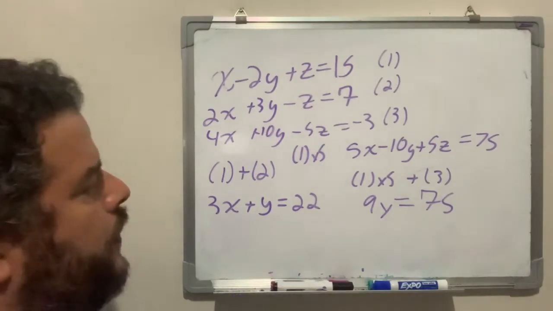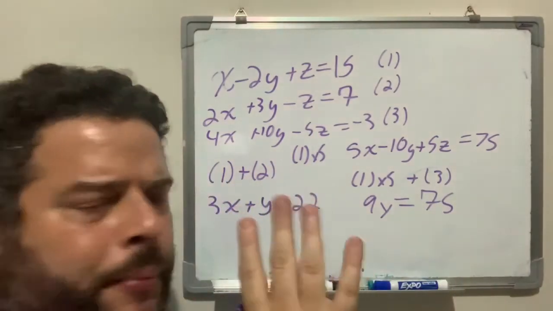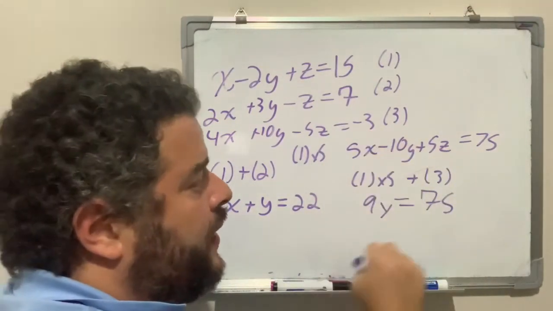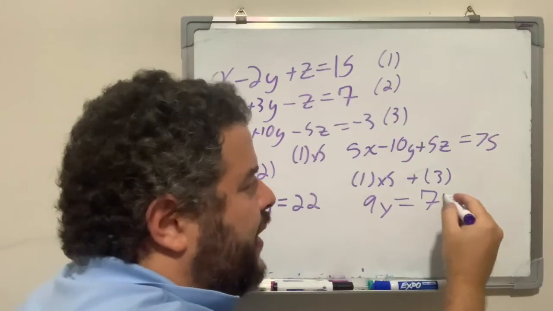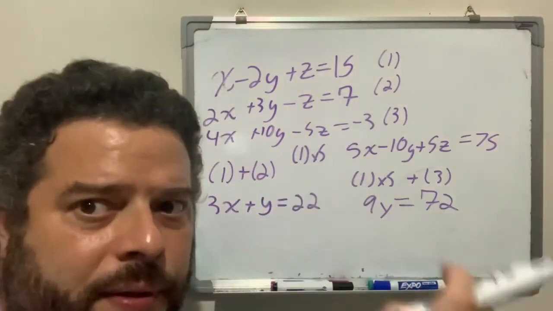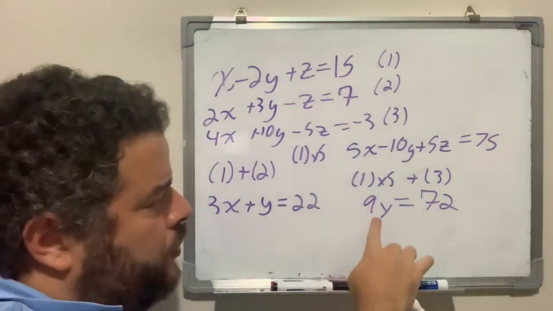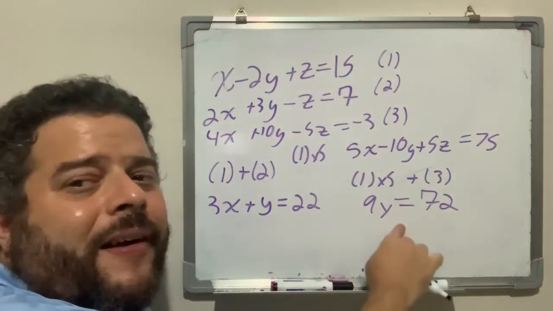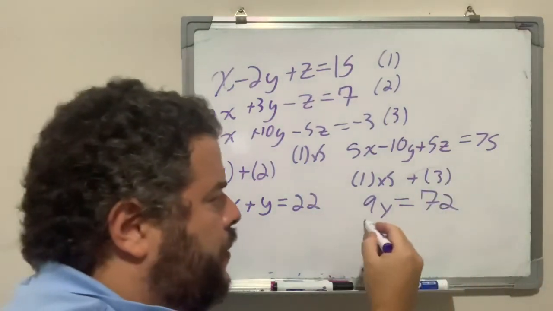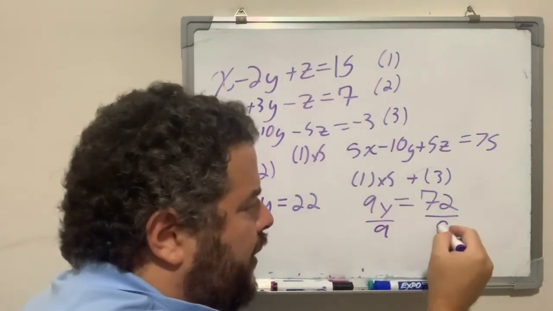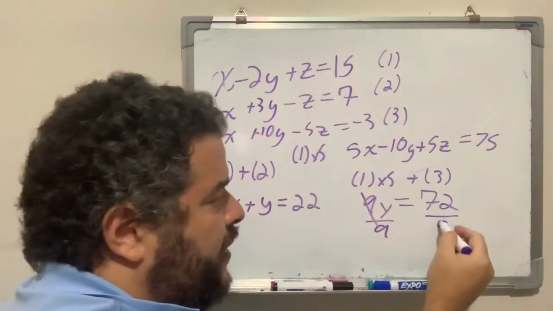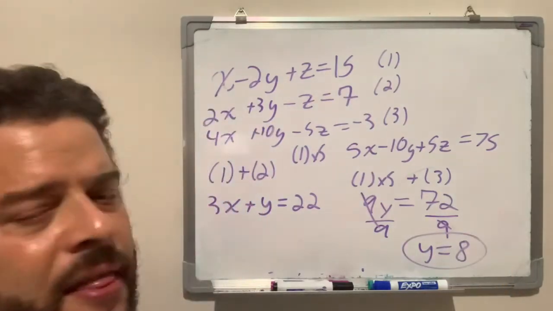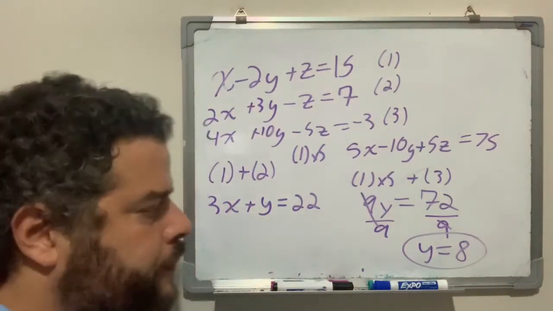75. Oh, okay. No wonder it wasn't adding up properly, but I forgot to add the 75 and the negative 3. It becomes 72. Now it's going to make perfect sense. Now note, I have a single variable system. When you have a single variable system, just isolate for that variable. Divide by 9, this becomes y equals 8. So I have that one variable right there.